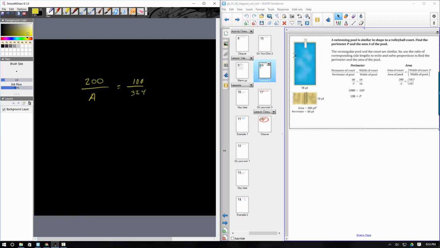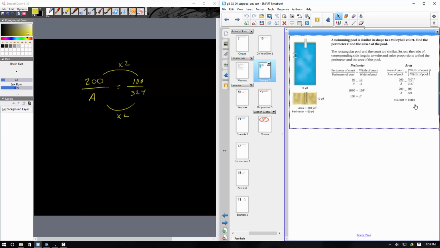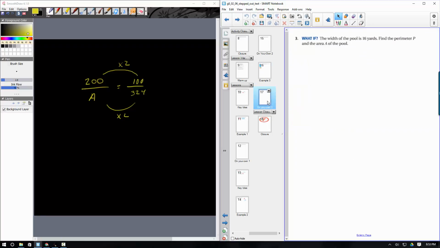So again, there's a few ways to do this. You could go through and figure out that the scale factor here is times 2. And this would be times 2. So in this case, it would be 648. But it's going to do the means and extremes where it takes 100A and this here, and 648 gets the same answer I got, just a different method. So again, I show scale factor. It does the means and extremes. So here is one more problem for you. There's the answer.